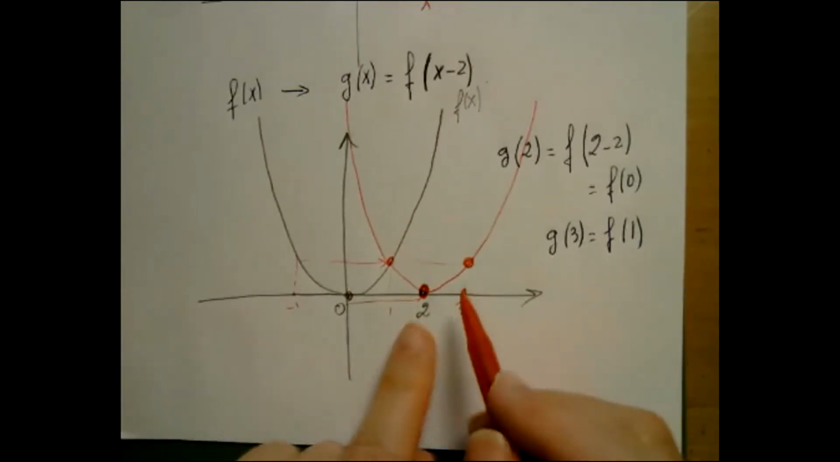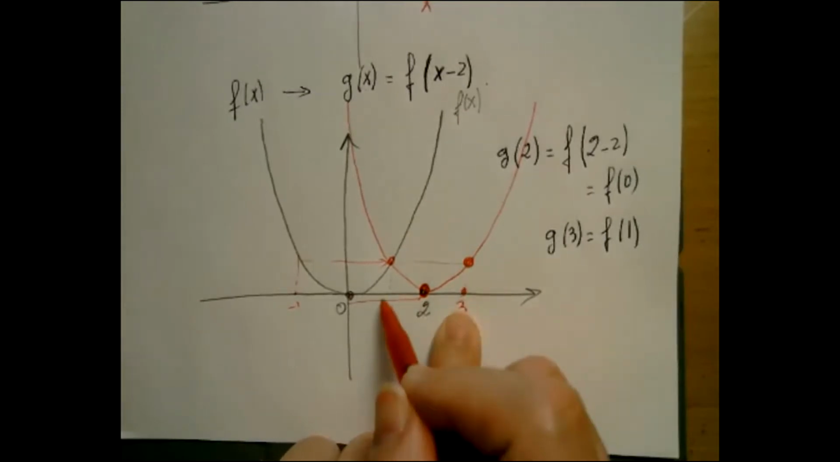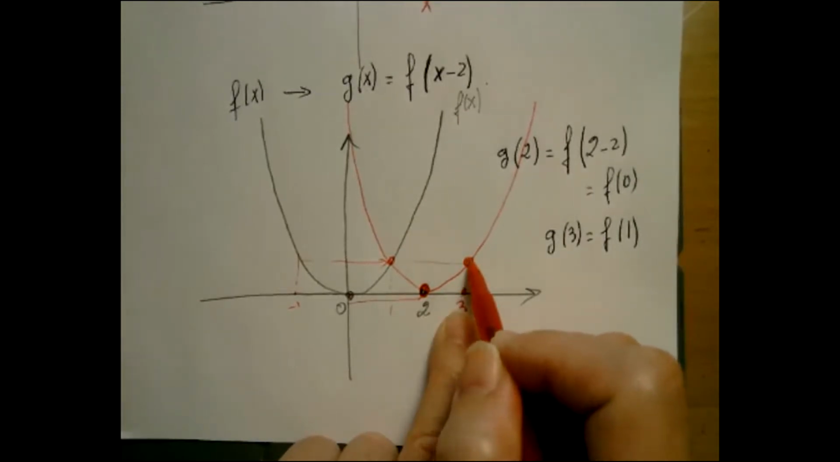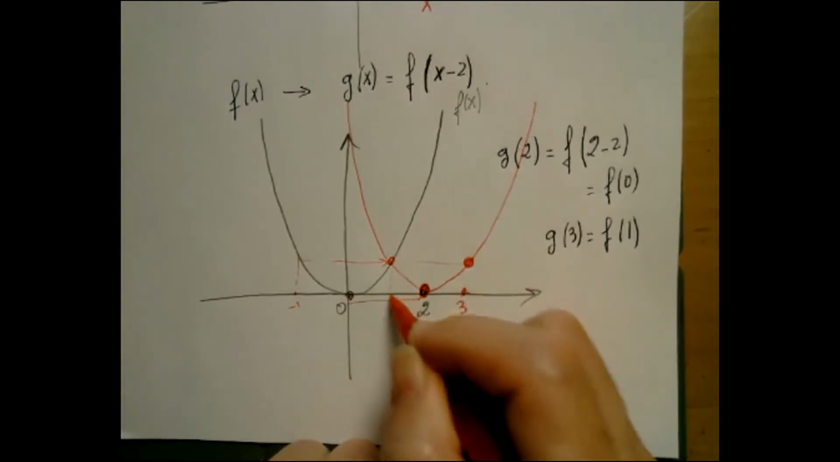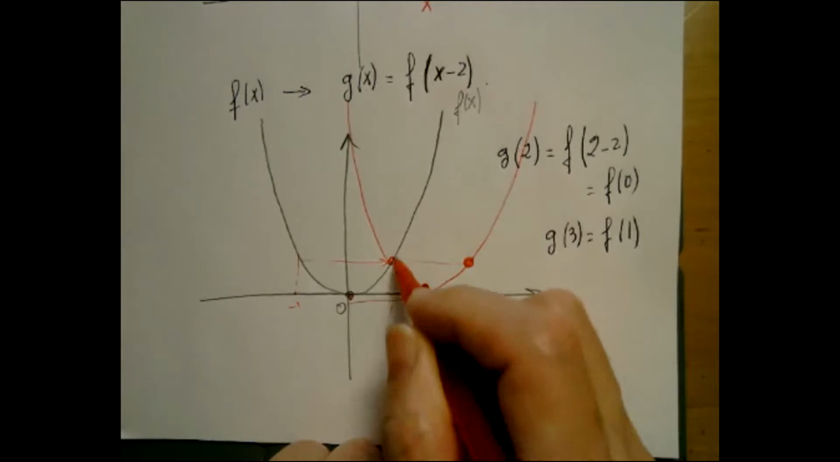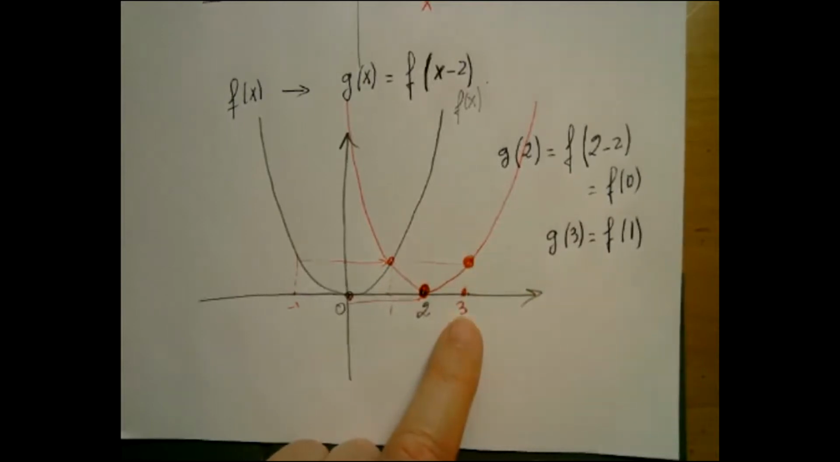Because what g does at x is what f does at x minus 2. Whatever g does at 3 will go back to f. What does f do at 1? That's the value of g at 3.